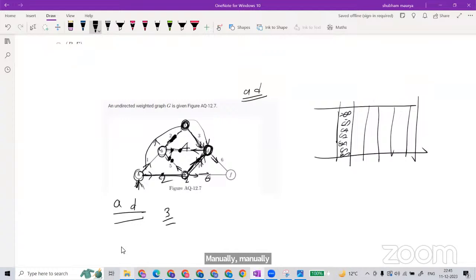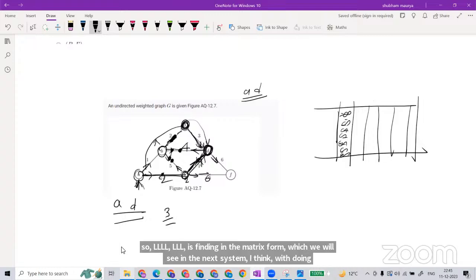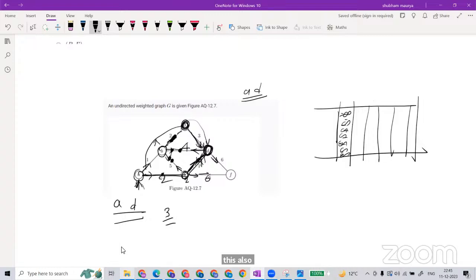Warshall's algorithm finds it in matrix form, which we will see in the next session. If the number of vertices is high, this becomes very complex. Yes, in that case it will become complex, so then you can use the Warshall algorithm, updating in the matrix. We will see the Warshall algorithm tomorrow.